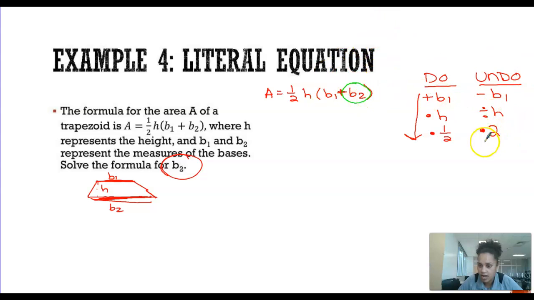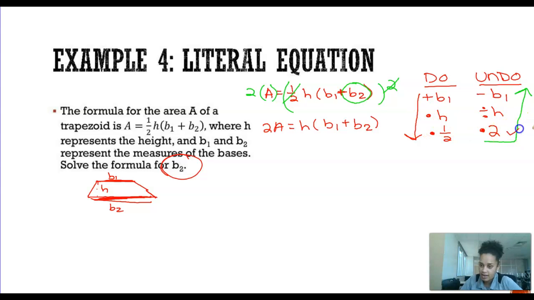First one, I'm going to start from the bottom and work my way up. So I'm going to multiply both sides by 2. I'm going to multiply this a by 2, and I'm going to multiply this whole thing by 2, which is going to cancel out the 1/2. I'm left with 2a equals h times b1 plus b2. Next, I'm going to divide by h on both sides of the equal sign. Divide by h. So what am I left with? I have to remember, inverse operations cancel each other. 2a over h equals b1 plus b2.